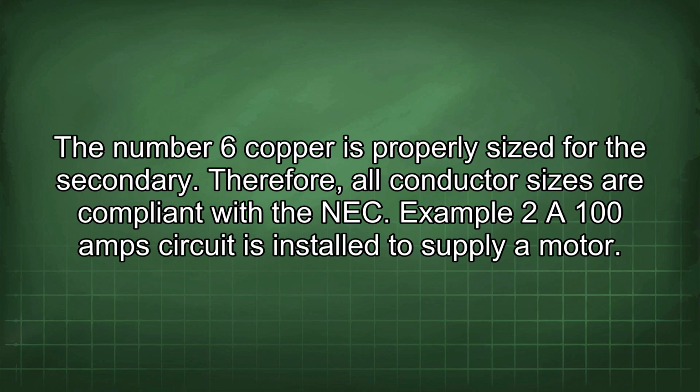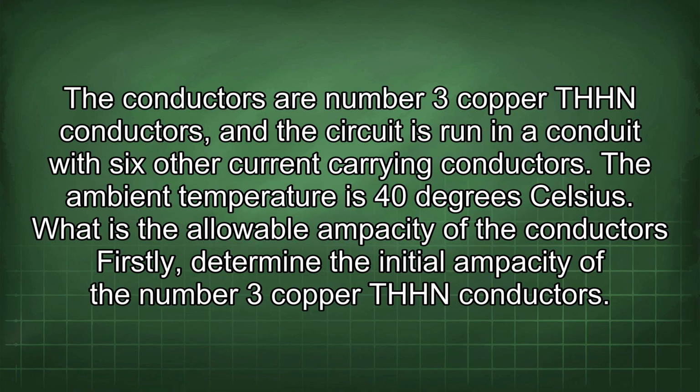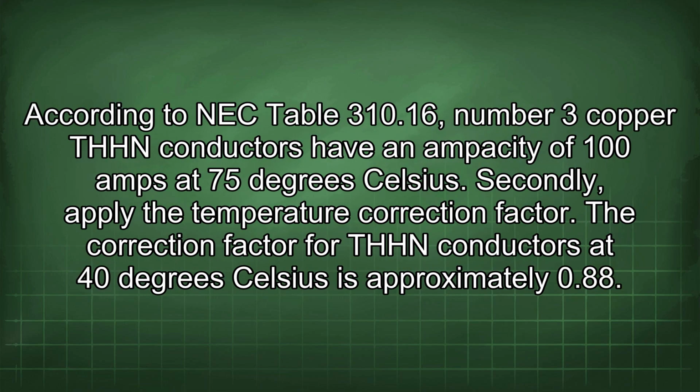Example 2: A 100 amp circuit is installed to supply a motor. The conductors are number 3 copper THHN conductors, and the circuit is run in a conduit with 6 other current-carrying conductors. The ambient temperature is 40 degrees Celsius. What is the allowable ampacity of the conductors? Firstly, determine the initial ampacity of the number 3 copper THHN conductors. According to NEC Table 310.16, number 3 copper THHN conductors have an ampacity of 100 amps at 75 degrees Celsius.